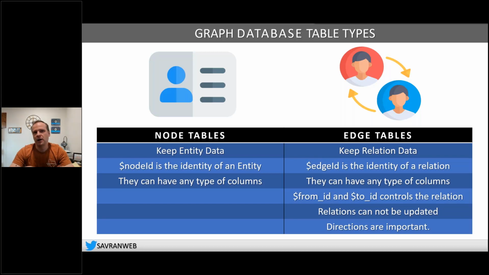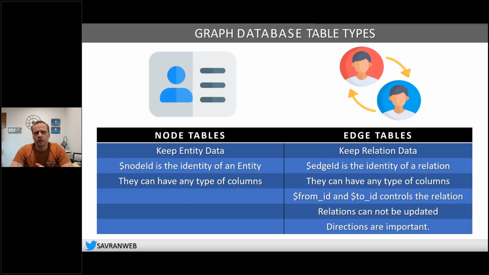And we have an edge table named like. What you are going to do here is take the node ID of Alec and put that in the from ID, and take Anna's node ID and put it in the to ID. That is going to make a relation between Alec and Anna, and that's going to be a like. So Alec likes Anna.